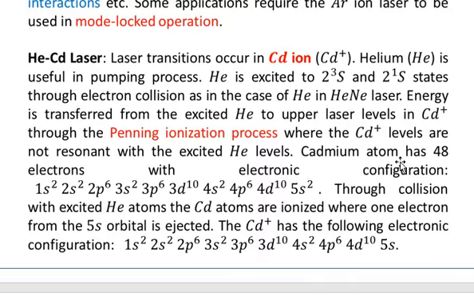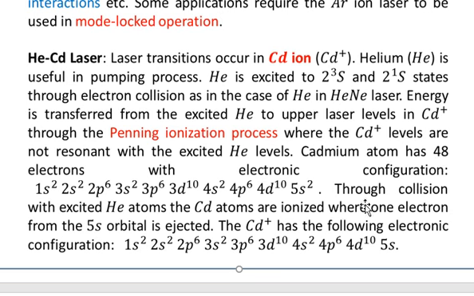Cadmium atom has 48 electrons with the electronic configuration 1s2, 2s2, 2p6, 3s2, 3p6, 3d10, 4s2, 4p6, 4d10, and 5s2. So if you count them, these become 48 electrons. So cadmium has 48 electrons with the electronic configuration given.